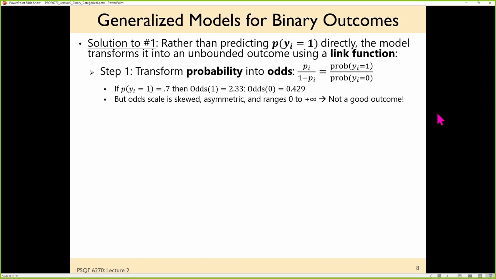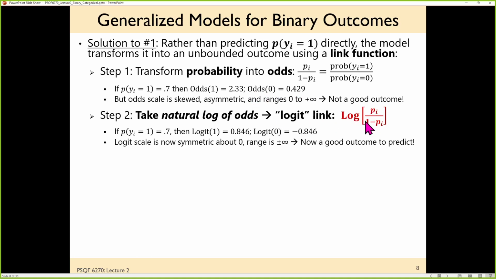So here's our first link function, our best friend, the logit. Step 1, go from probability to a metric called odds. Odds is the probability of a 1 over the probability of a 0. For instance, if the mean of my outcome is 0.7, that means 70% of the people got a 1, 30% got a 0. That would translate into 0.7 divided by 0.3, an odds of 2.33. If I flip it, 0.3 divided by 0.7, then the odds are 0.49. So odds is weird because it's asymmetric. It's bounded at 0, and it goes into positive infinity.